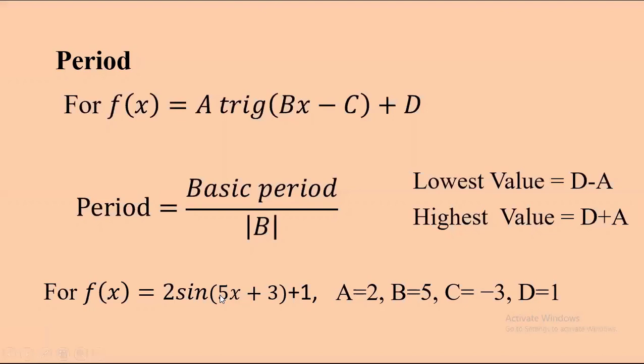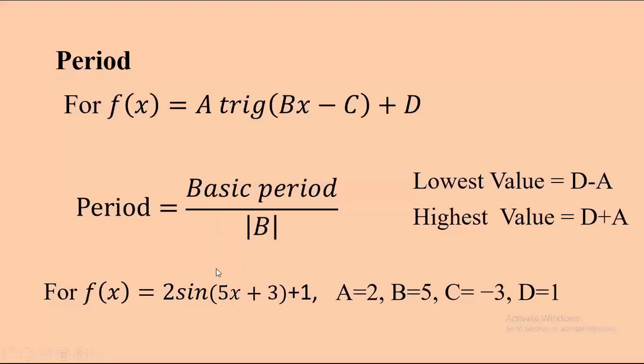So here b is equal to 5, and c, you see how we write it. We write it as minus 3 because we write in minus form. And what about d? D is 1. So what is the basic period of this function? We can calculate here. What is the period of this given function, 2 sine of (5x plus 3) plus 1?